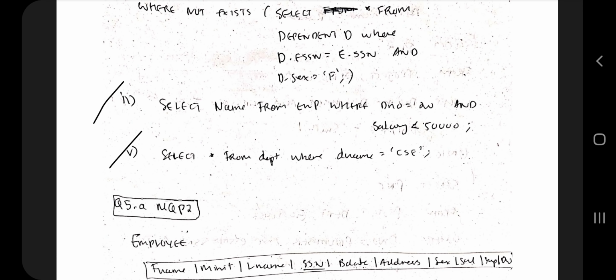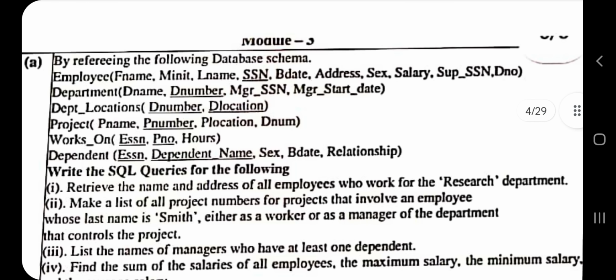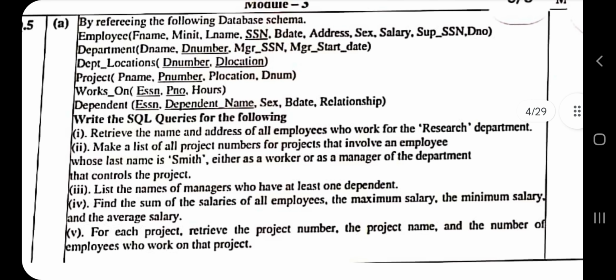Okay, easy. The next one is about the employee table and the department. Here also it's a similar one, but slightly different. Okay, it's also a repeated question.